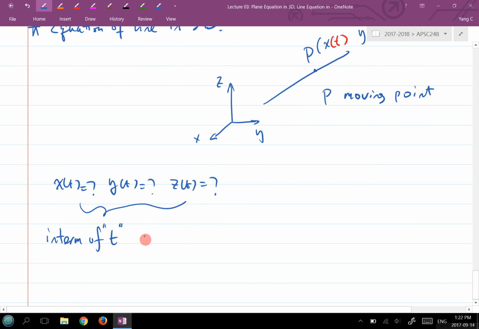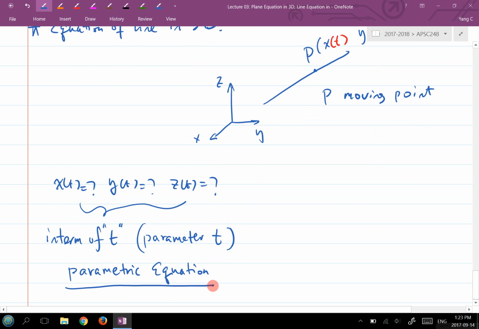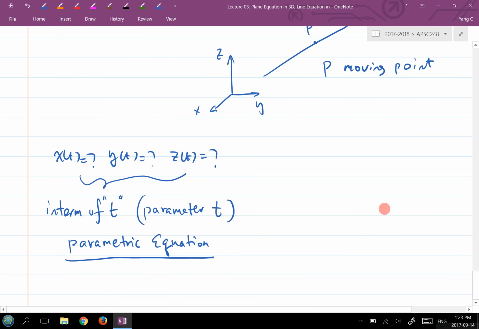and we can call it parameter t. Okay, it's all in terms of parameter t, and the three expressions which we will give shortly, we call this parametric equation. Okay, so parametric equation. So that's a new concept here. So we will be able to derive three expressions in this case, and essentially we're going to derive the so-called parametric equations.